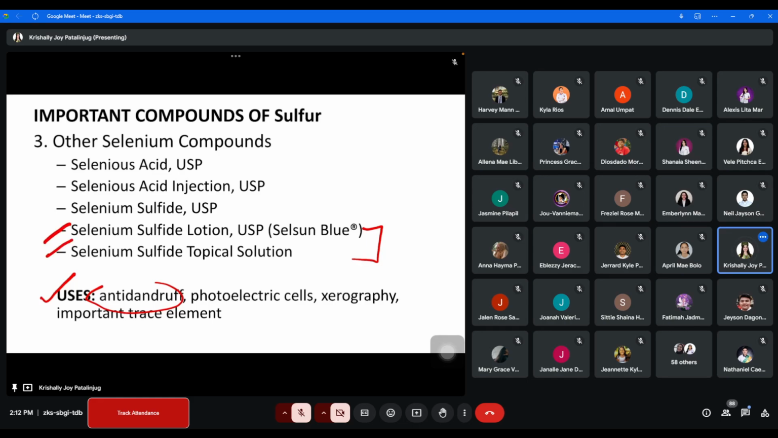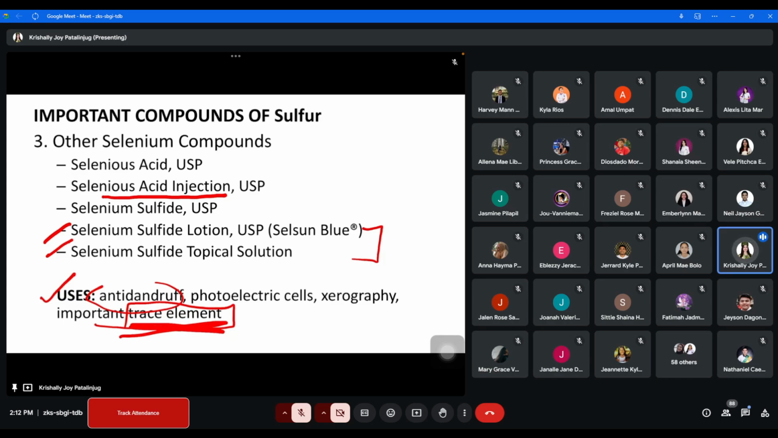Then the rest above are important forms of compounds of selenium to supply, to replenish selenium, lacking selenium in the body. If selenium is deficient, the level of this trace element in the body is low, and we could supply that with this injection, the selenous acid injection USP.